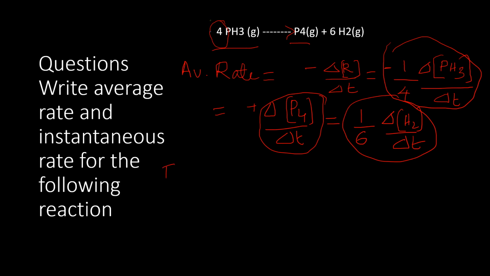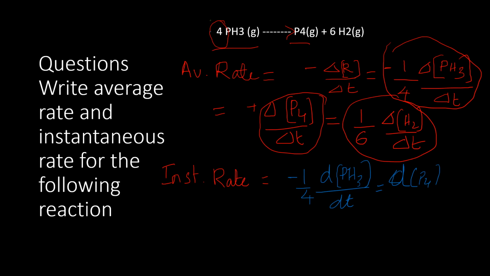Then when we write the instantaneous rate, the only difference is that we need to use small d instead of delta. Minus 1 by 4 d of concentration of PH3 divided by dt, which will be equal to change in concentration of phosphorus divided by dt, which will be equal to 1 by 6 d of hydrogen divided by dt. So this is the answer for the question. Let's go to the next slide.